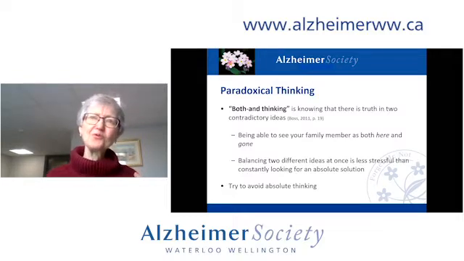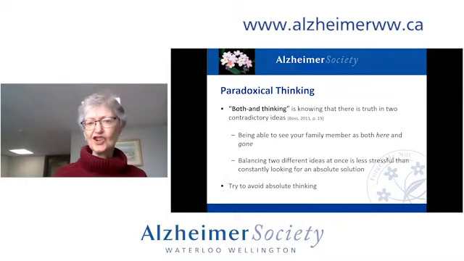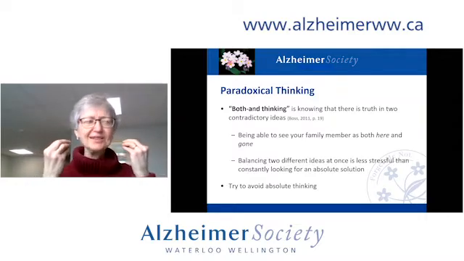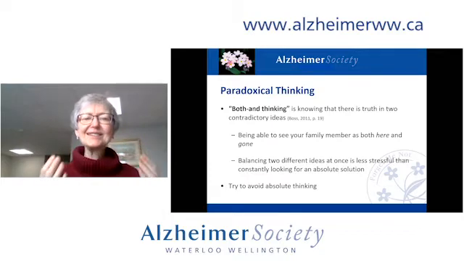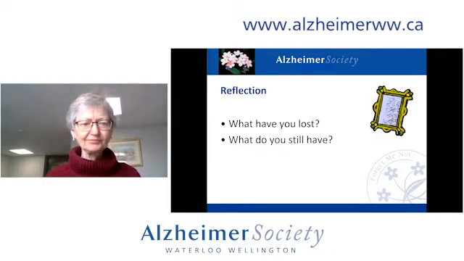We want to try to avoid absolute thinking, acting like the person is completely gone or being in denial that any changes have occurred at all. We want to learn to hold two opposing ideas in our minds at one time instead of focusing on one extreme. So we have to see the person both as here and gone sometimes.